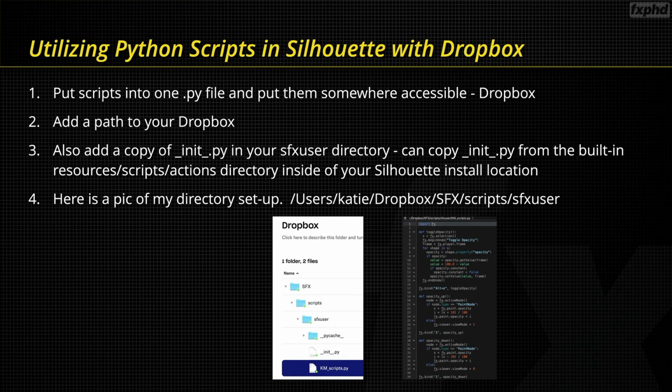what my scripts do. And then after you add your path to the Dropbox, you also have to add a copy of the init.py file in your SFX user directory. You can copy that file from the built-in resources/scripts/actions directory inside of your Silhouette install location. And here is a picture of my directory setup. It's pretty simple. And then also I have a little picture just of some of my scripts. Okay, we'll go to the next page.